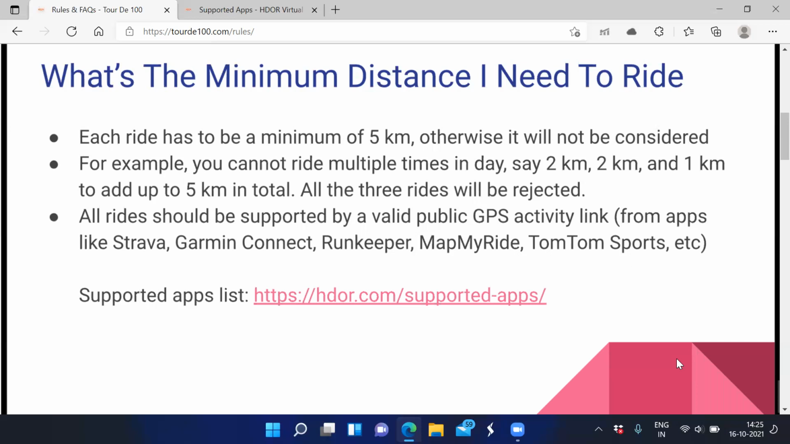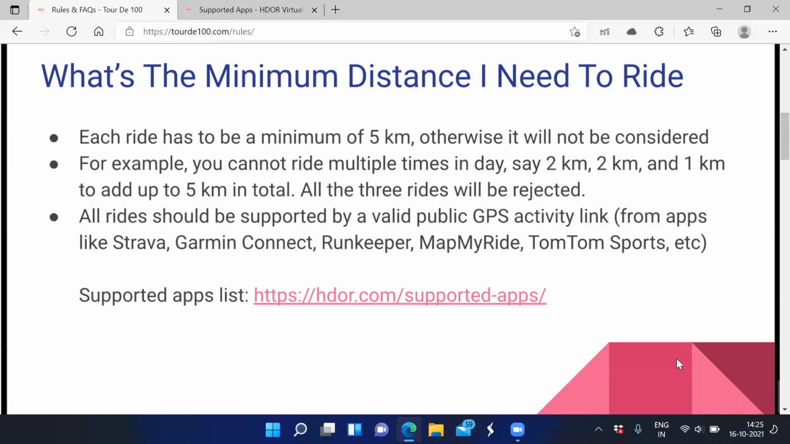To add this to your score through the HDOR app, there's a minimum limit of 5 kilometers. Only then can you add your event. Otherwise, just as an example, if you ride 2 kilometers in the morning, 2 in the evening, and 1 kilometer at night, and then you say you'd like to club these three, that's not possible. Your 3 rides will be rejected.